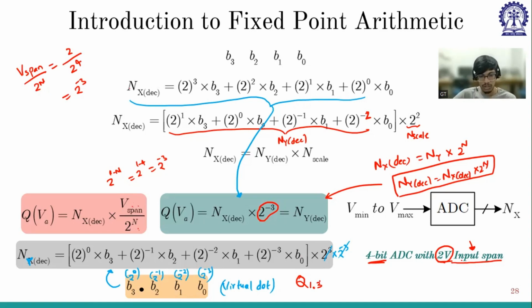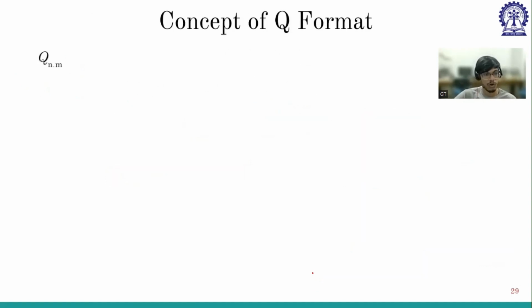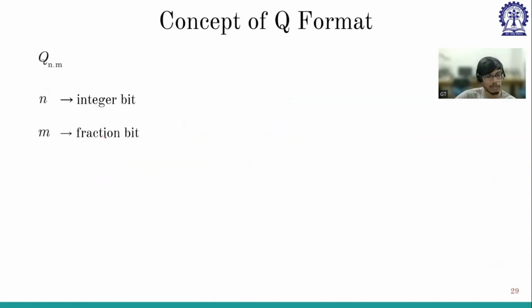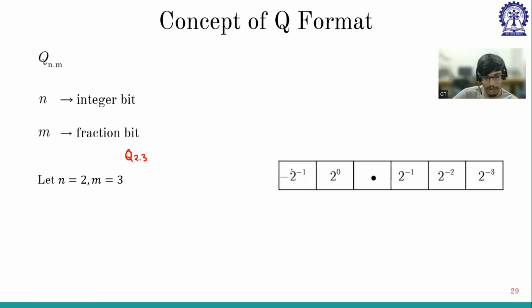Now we'll go into the concept of Q format. As I have told, it has a virtual dot with n integer bits. If it is n dot m, we call these integer bits because the powers will be 2 to the power 0, 2 to the power 1, and so on. Fraction bits will be 2 to the power minus 1, 2 to the power minus 2, 2 to the power minus 3. Say for example we have Q2.3. How many integer bits are there? How many fractional bits are there? 2 integer bits and 3 fractional bits. So it is a total 5-bit number with 2 integer bits and 3 fractional bits.